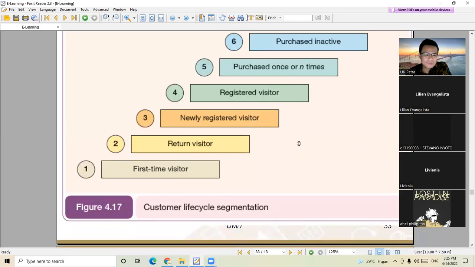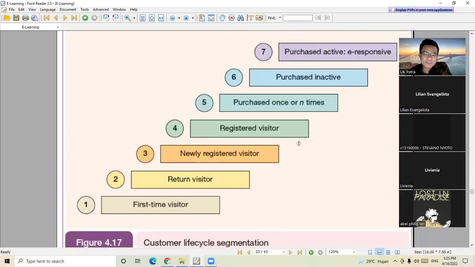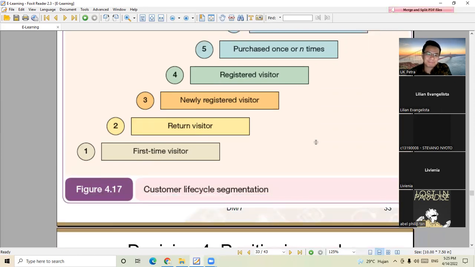All right, Figure 4.17 basically illustrates the customer life cycle from the first-time visitors to the repeat visitors. This is the life cycle: first time, return, newly registered, and then they repeat and do repeat purchases.